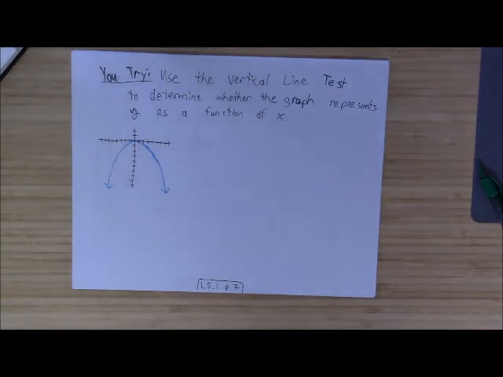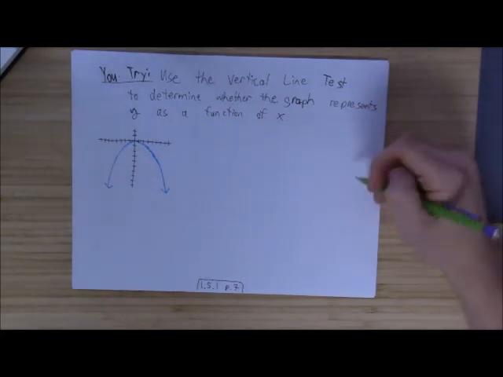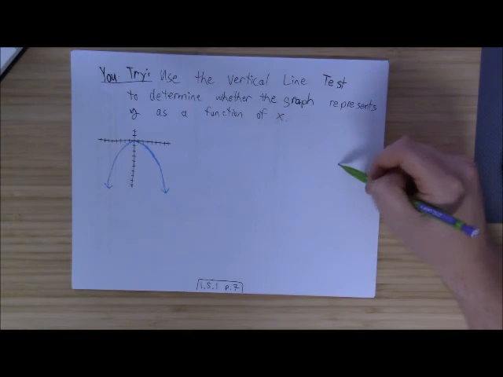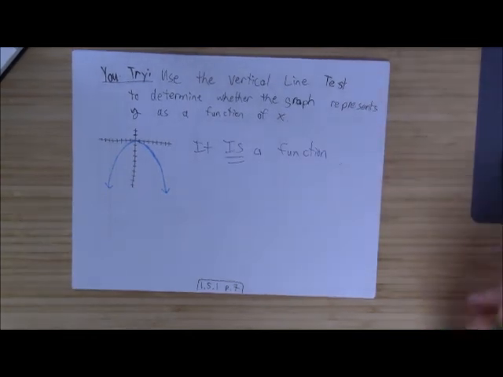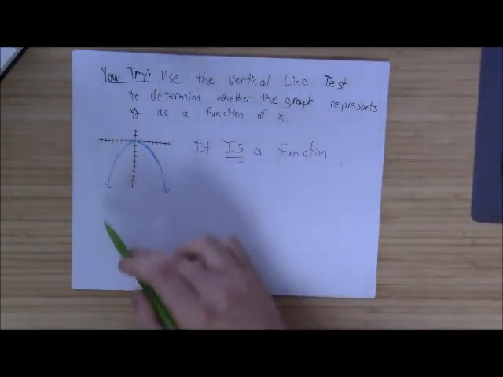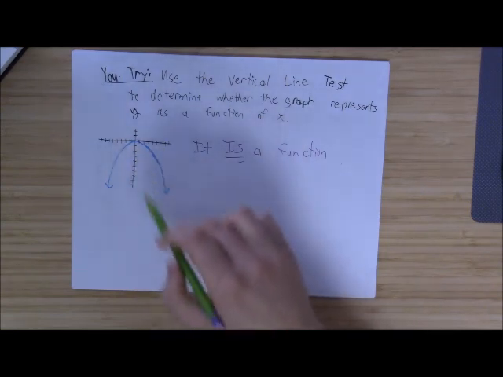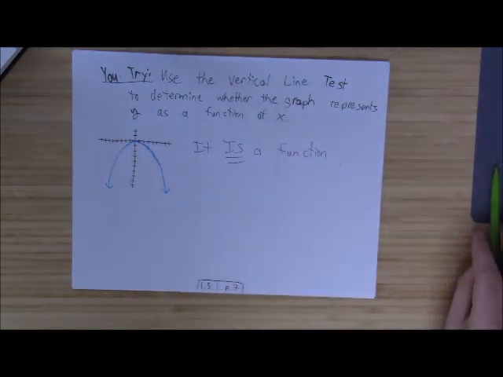And now let's have you try an example. Use the vertical line test to determine whether the graph represents y as a function of x. On the count of 3, I'll reveal whether it is or isn't a function. 1, 2, 3. And the answer is it is a function, because no matter where you try to draw a vertical line, it will only intersect it in one spot.